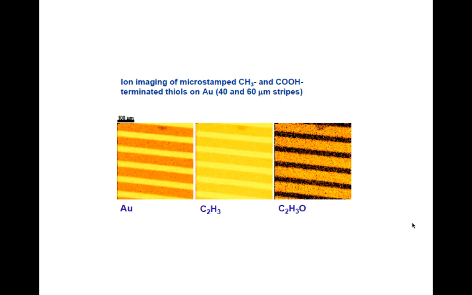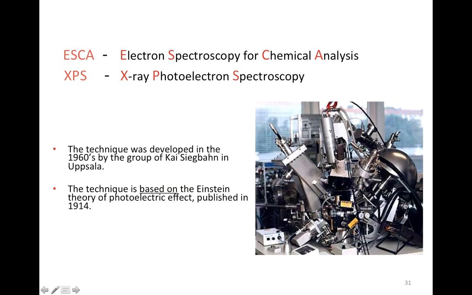And you can see here ion imaging from microstamped CH3 and COOH terminated tiles on gold. And these are 40 and 60 micrometer stripes. And as you see here, this is gold, and then you see here this is terminated with CH3. I think this is a mistake. And then this is with carboxyl groups. So basically, this would be quite interesting.